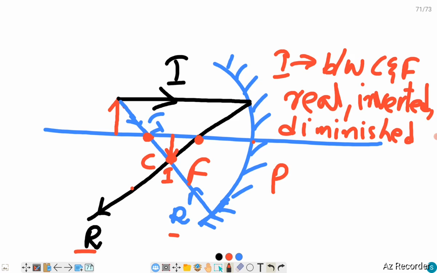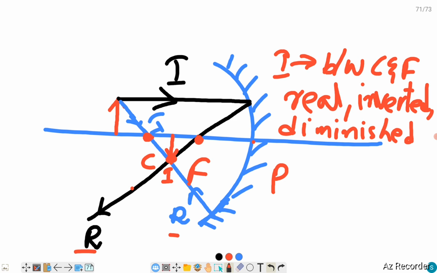Then what is the application? Where do you see them? An object which is beyond C, and you will have a small image between C and F. Some films or magic tricks use these applications.